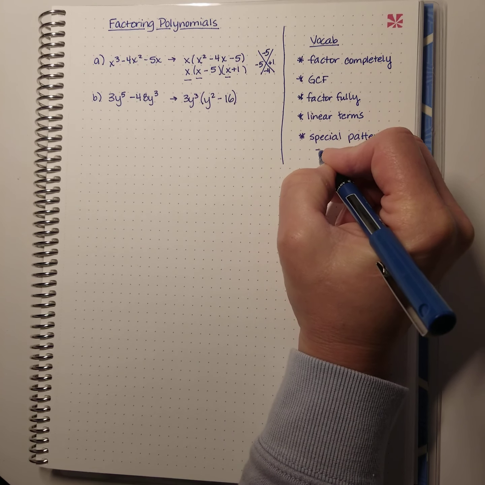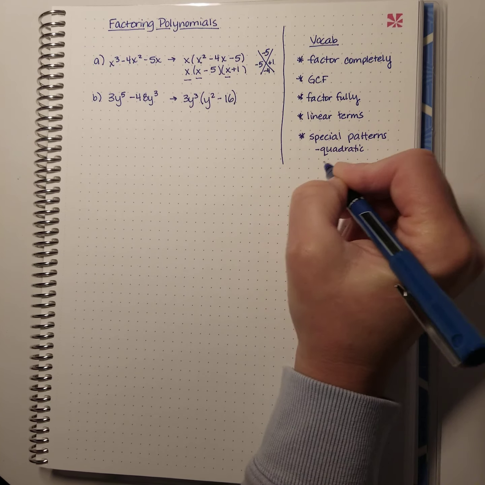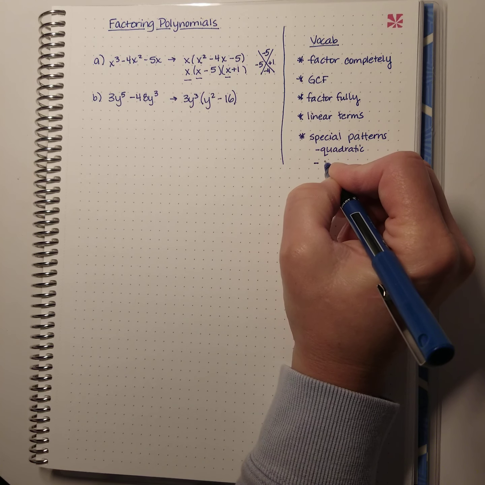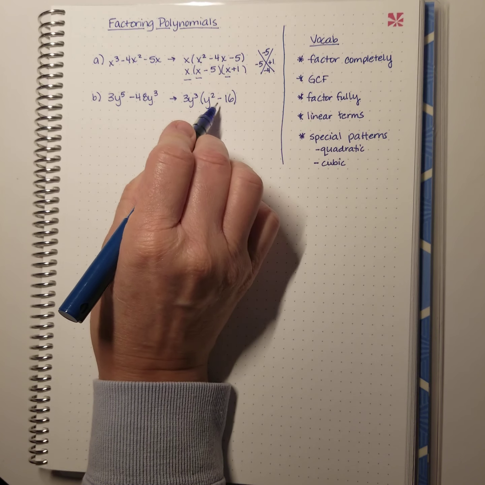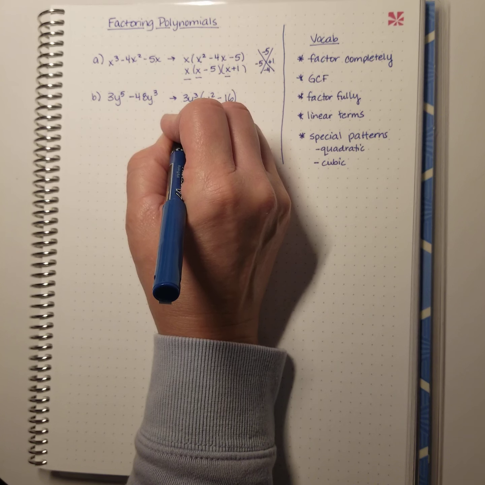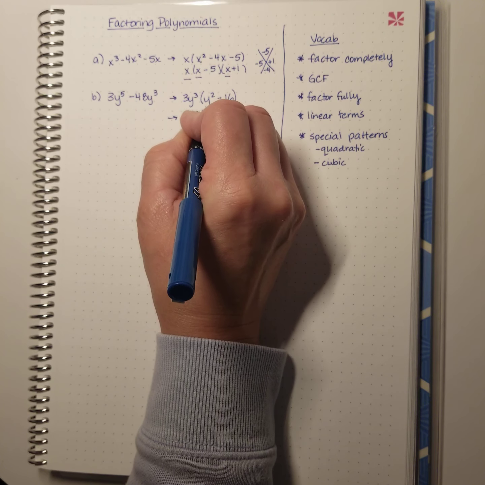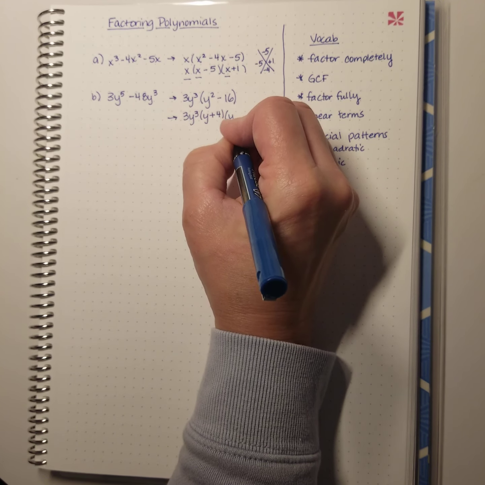This one is a quadratic. In a little bit, we're going to talk about special patterns for cubic functions. Okay? So this is a quadratic. This is the difference of two squares. And so that factors to y plus 4 times y minus 4.